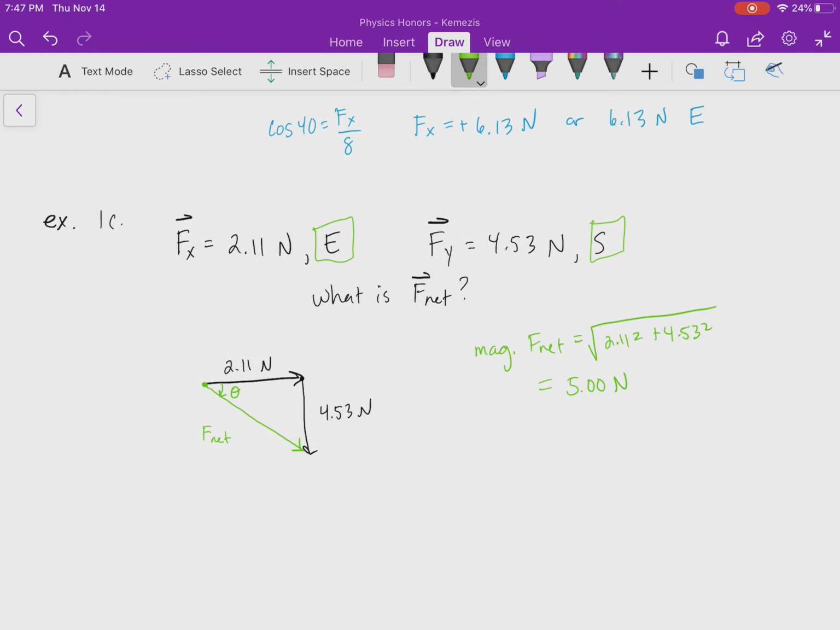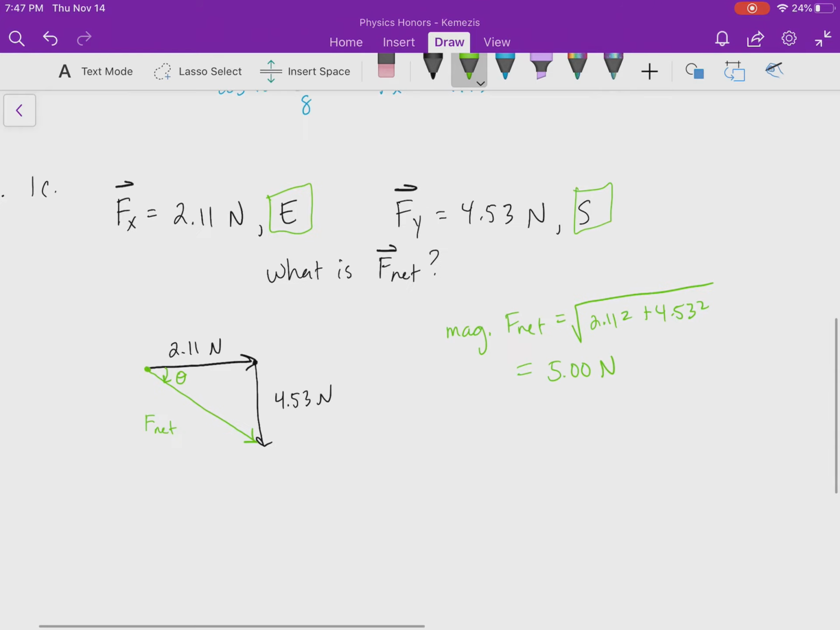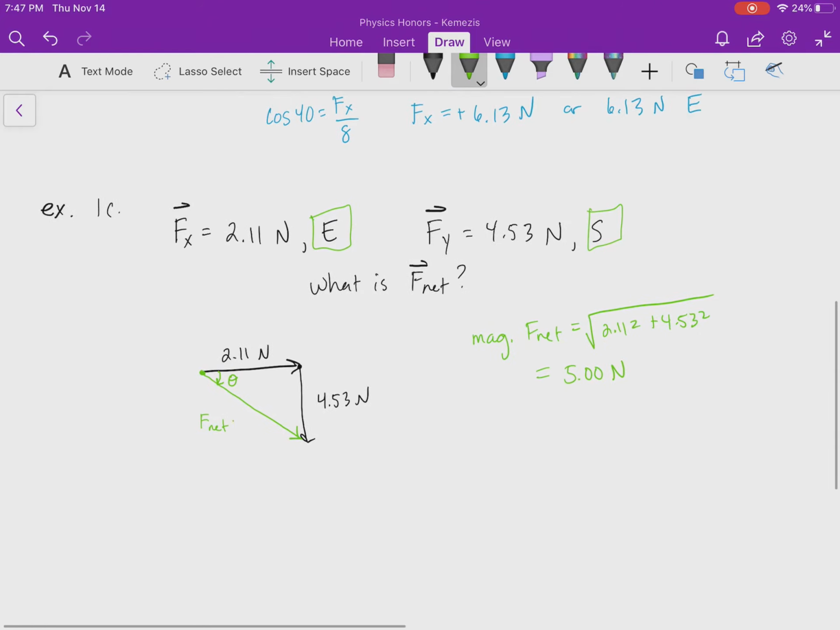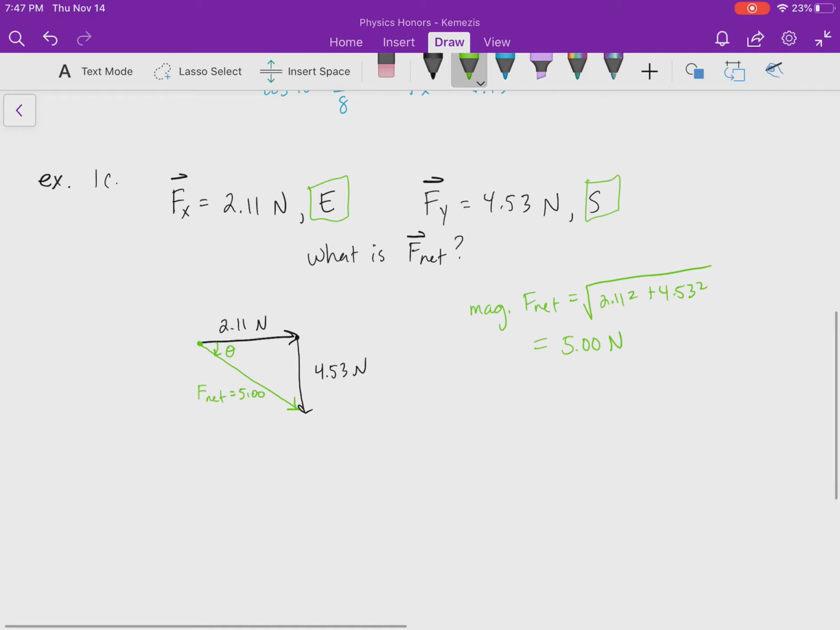Okay, so when you look at this, we want to be able to solve for this angle. So we need to use the inverse of our trig functions. So here we know, you can use any of the trig functions because we now know all 3 sides, but I'm going to use the 2 values that were given to me in the problem, not the calculated value.